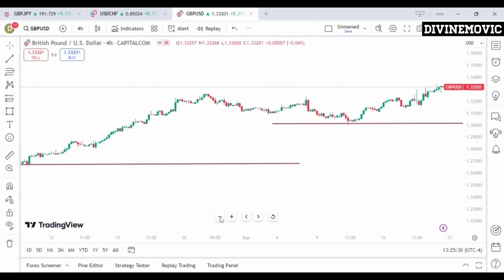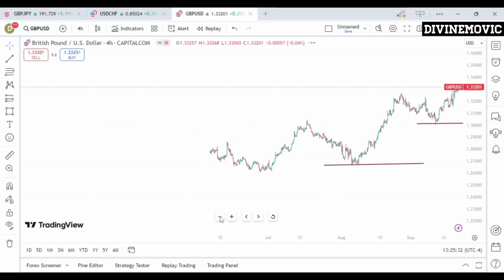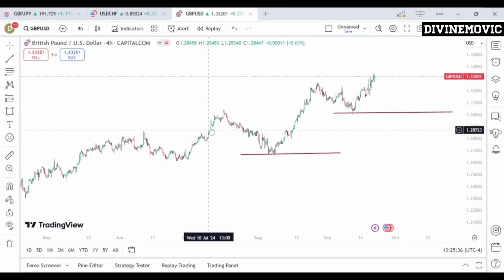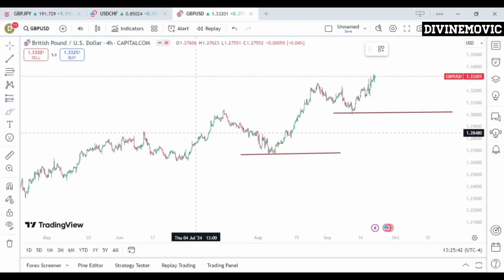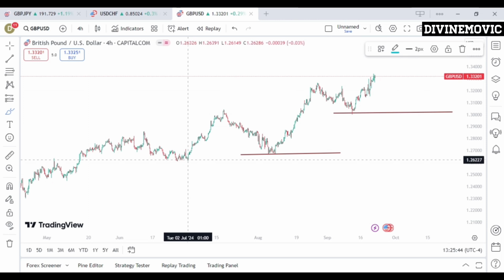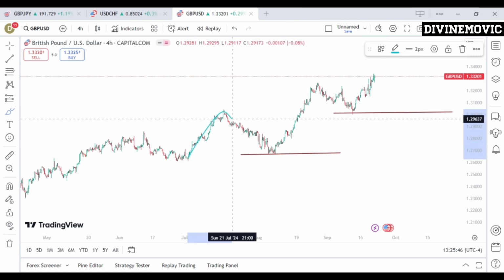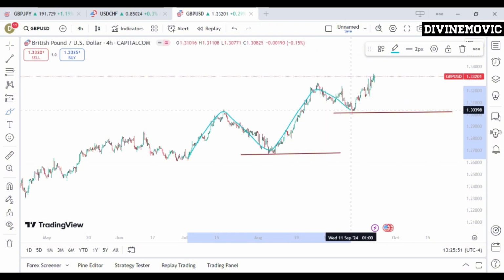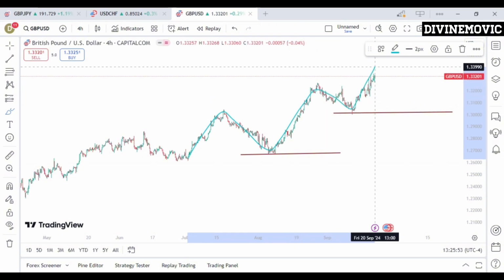Now, on the 4 hours time frame, we want to understand the market structure that price is creating. If you look closely here, we can clearly see that price is creating higher highs and higher lows, right? That means price is giving us a low, a high, a low, a high, a low, and price needs to give us a high.